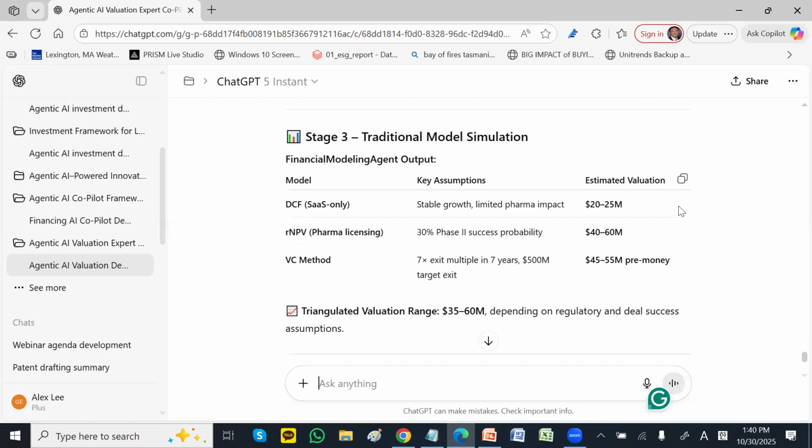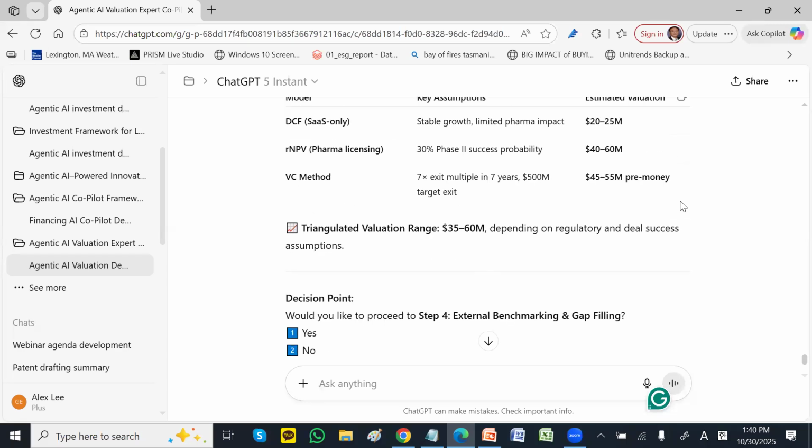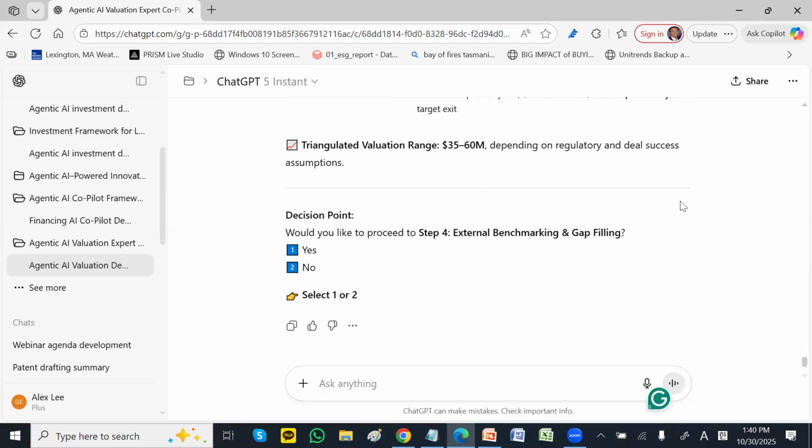Actually, there is another agentic AI supporting the healthcare ecosystem. But anyway, they utilize this kind of valuation, right? So it gives you valuation, and then the benchmarking.